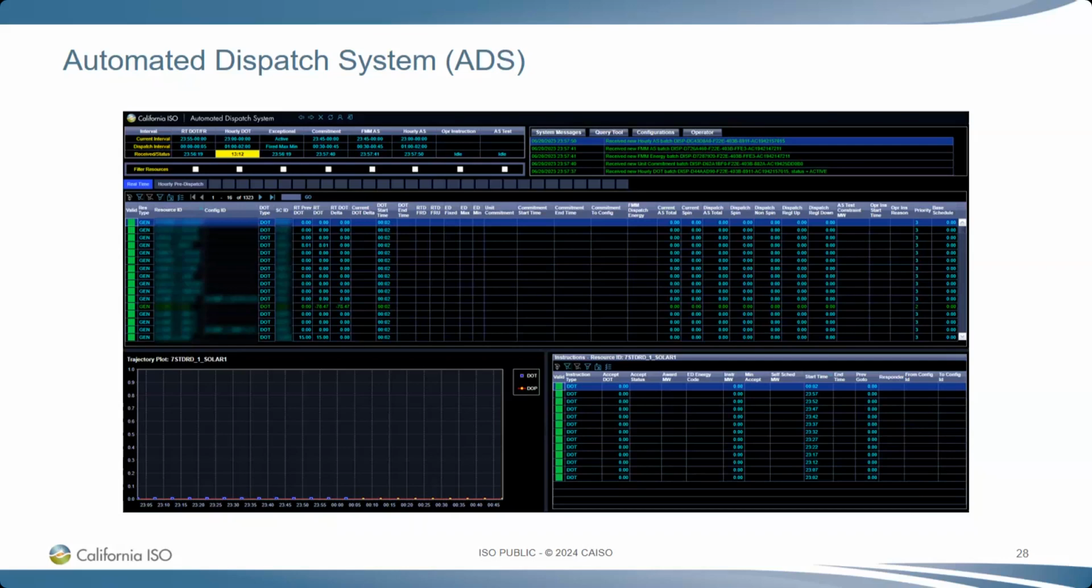Rada just put a link in the chat to the ADS guide. That provides a lot of good information about the breakdown of the different screens that you're going to want to be looking at. But just from a high-level overview, sorry, I've got this box in the way here.